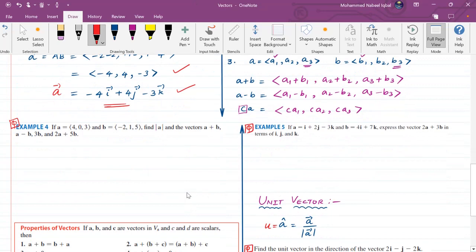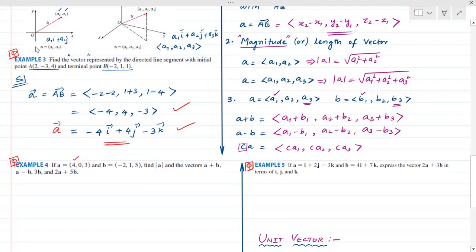Now the next one, here a vector form is given. This is a vector, not a point. If a point is given, the bracket will be a point notation. When you have this bracket, it is a vector form. This is the vector form.